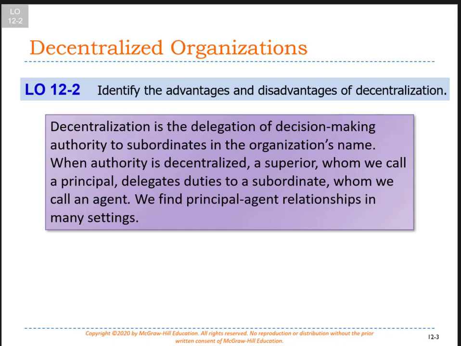So the extreme of centralization is one person makes all the decisions. Anything where that is not the case is to some extent decentralized. Almost every organization is at least somewhat decentralized, but the extent to which decisions can be made at different levels of the organization is the level to which an organization is decentralized.